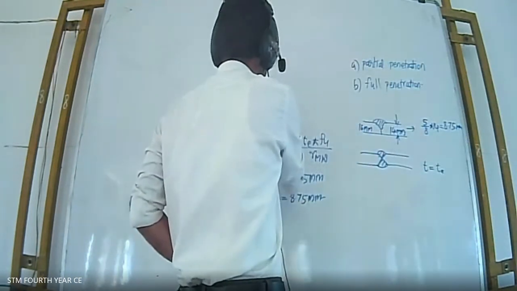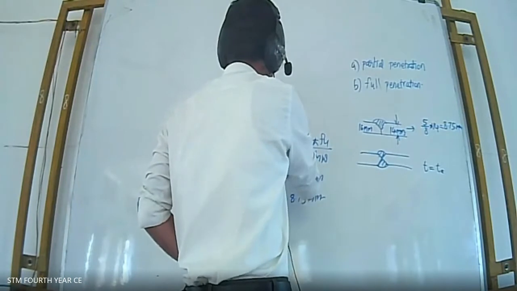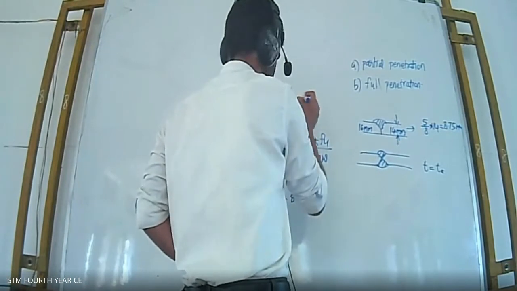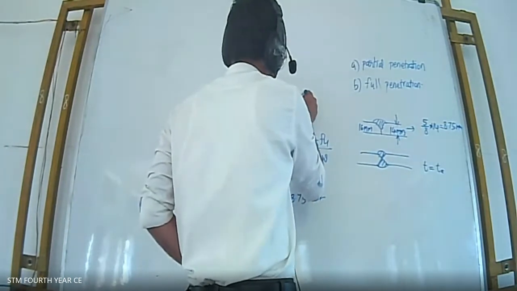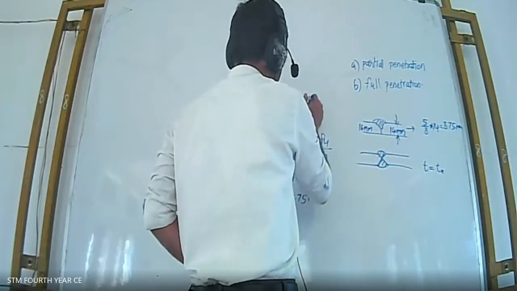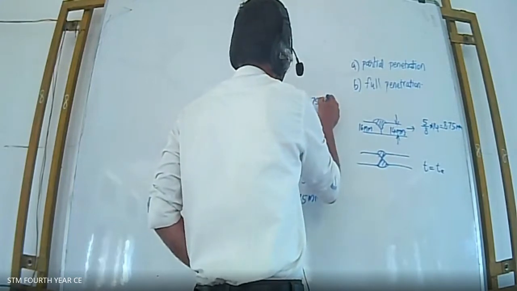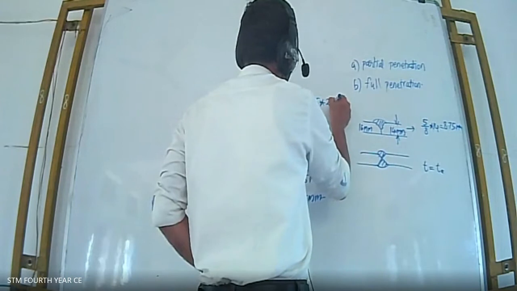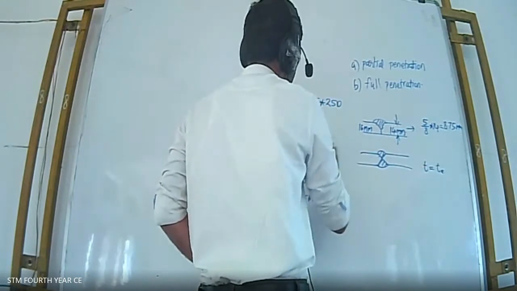TDW as 175 into 8.75 into fe 250. Okay, here it should be fy.